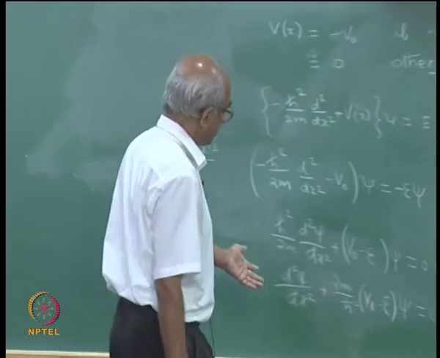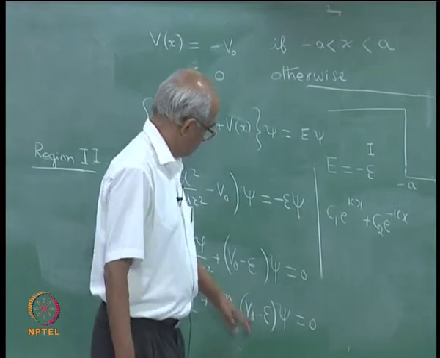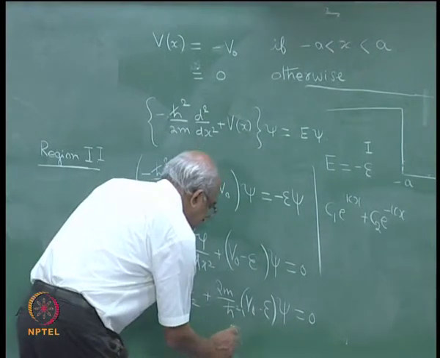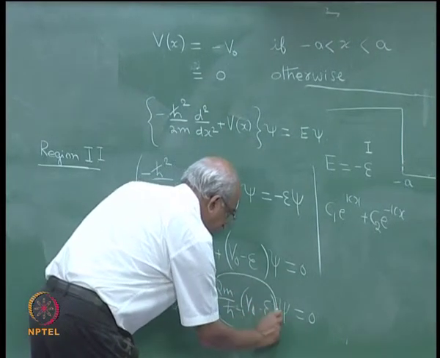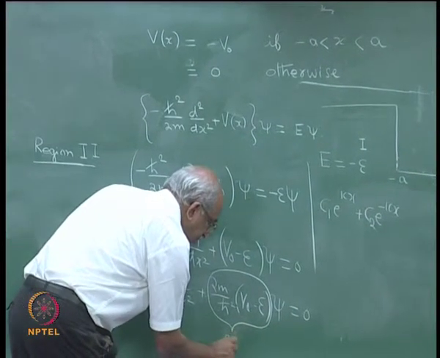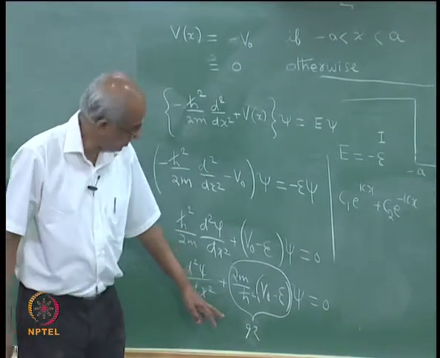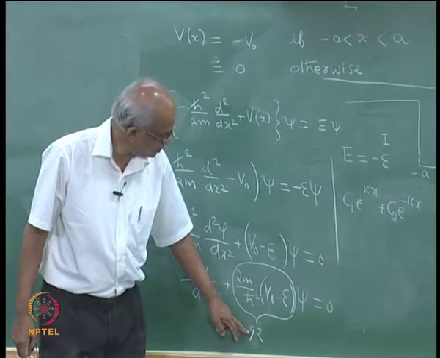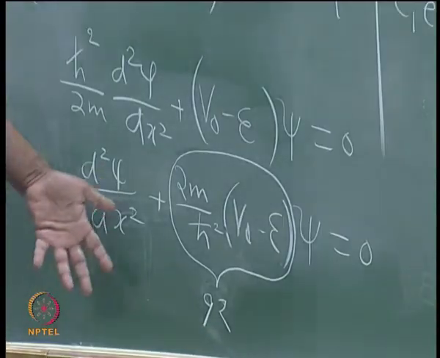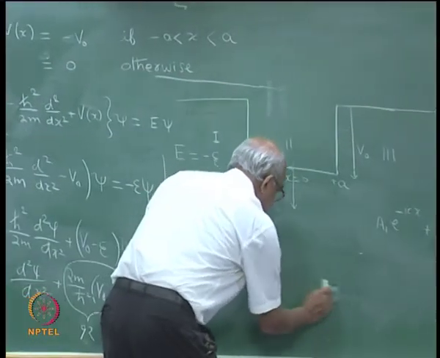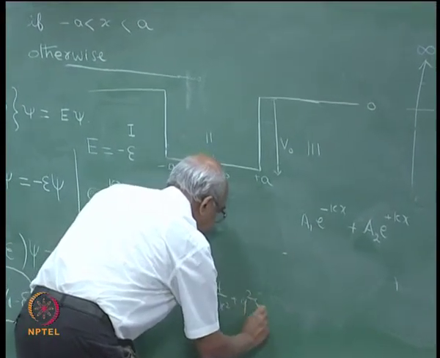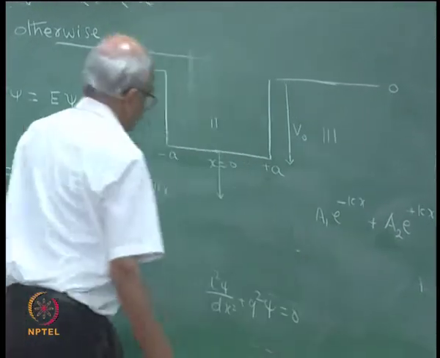Now, V 0 is a constant, epsilon also is a constant, right. Therefore, this whole thing is a constant and it is perhaps convenient that I introduce another constant, q, which I introduce in such a fashion that q square is equal to this number. So, therefore, in this region 2 the differential equation has the form d square psi by dx square plus q square psi is equal to 0.